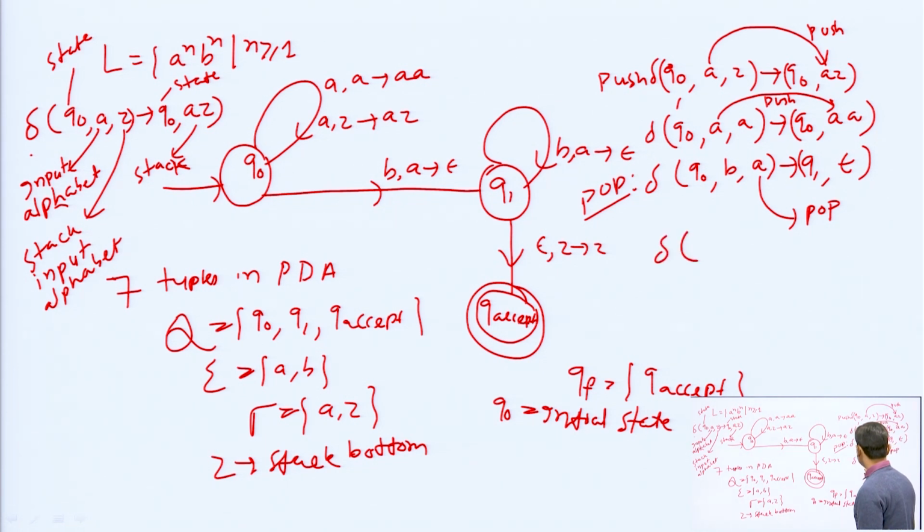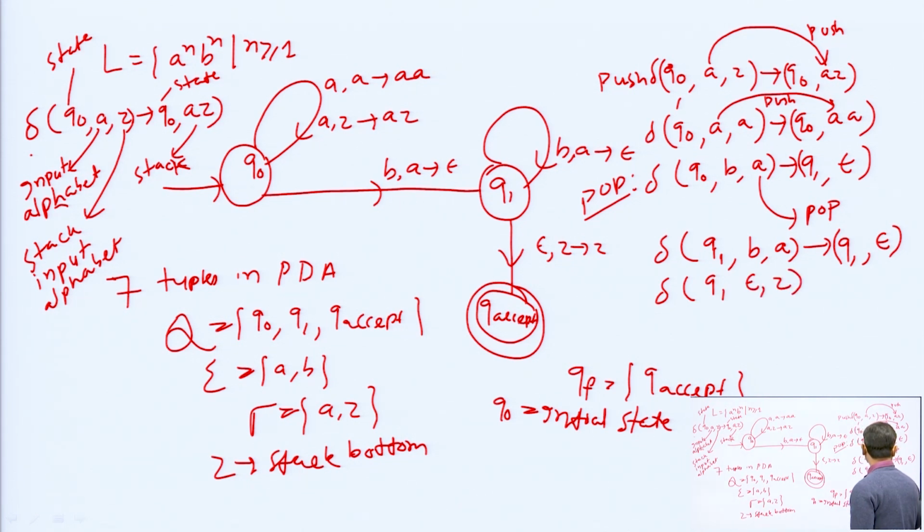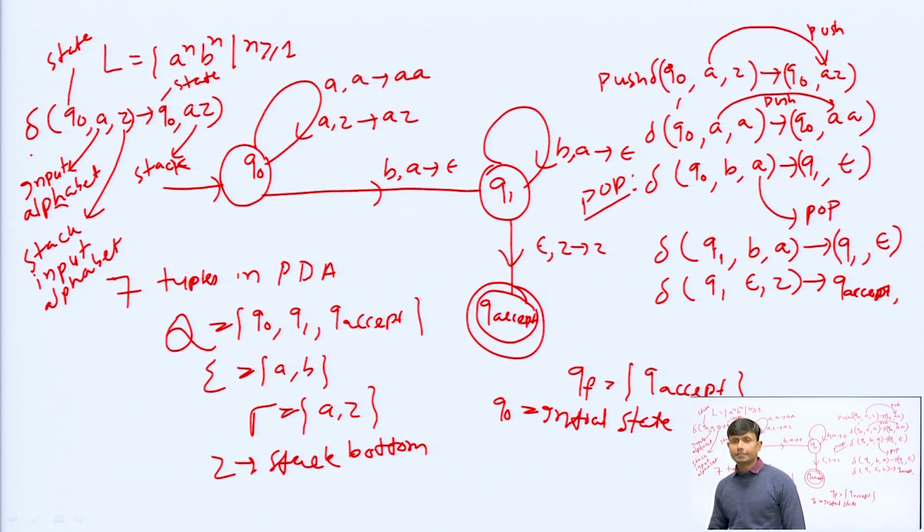Similarly, another transition is there, Q1, then input is B, stack top is A, again go to Q1 and this is epsilon. This epsilon means we have to pop one symbol from the stack each time. Then the next transition is Q1, epsilon and Z, go to Q accept. This means if you have already read all the input and your stack is empty, then it is accepted.